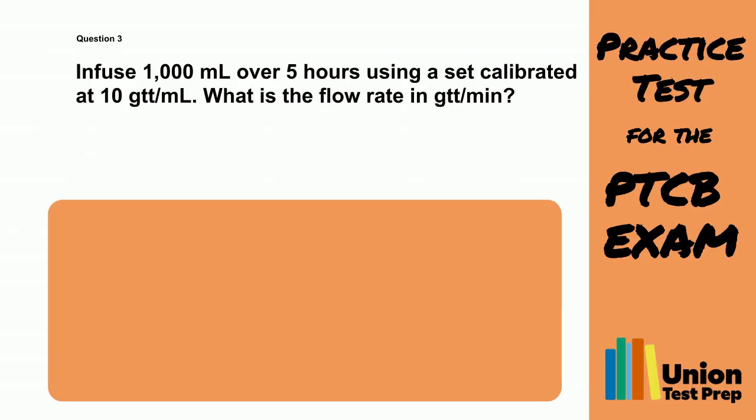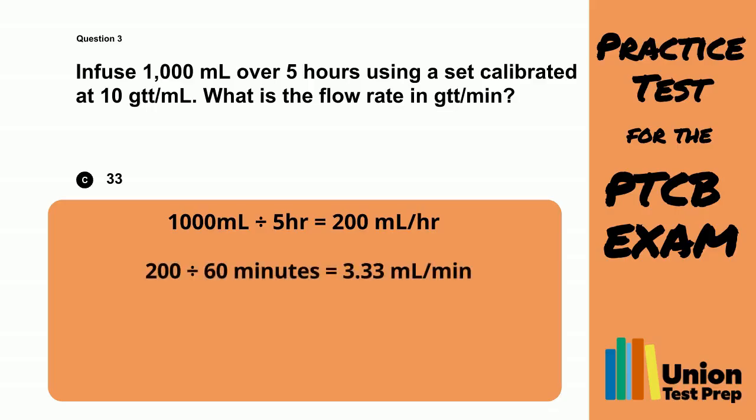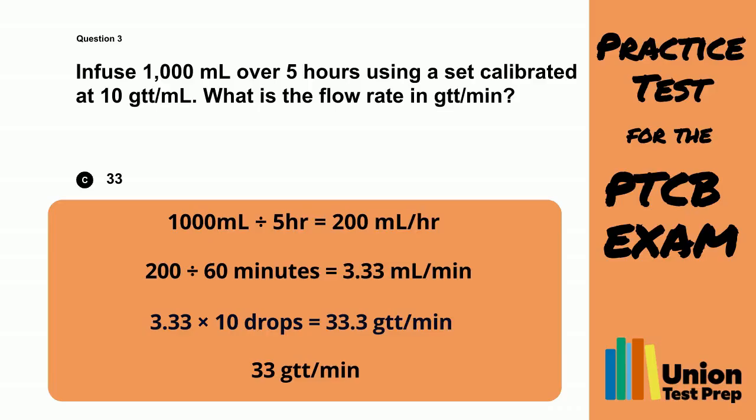The correct answer is C. 33. Start by dividing 1,000 milliliters by 5 hours to get 200 milliliters per hour. Then, since we need the rate in minutes, divide 200 by 60, which is about 3.3 milliliters per minute. Now apply the drop factor, 10 drops for every milliliter, and multiply 3.3 by 10 to get 33.3 drops per minute. You can't set 1/3 of a drop on an IV line. So, we round 33.3 to the nearest whole number, which is 33.